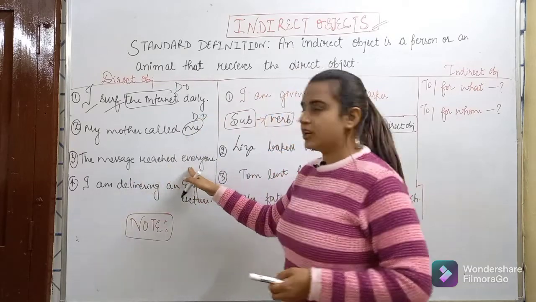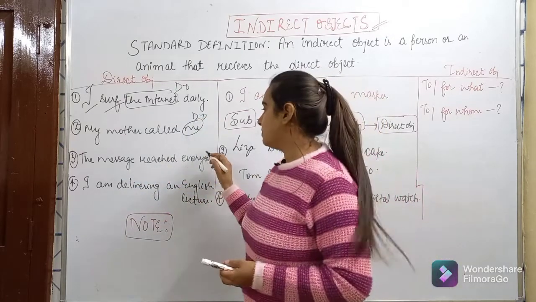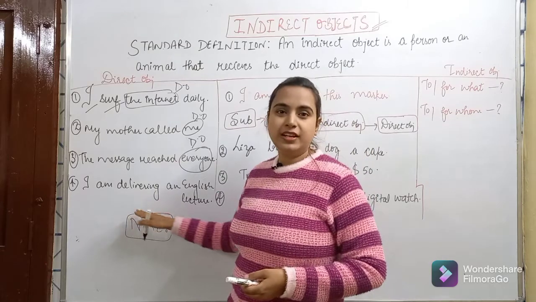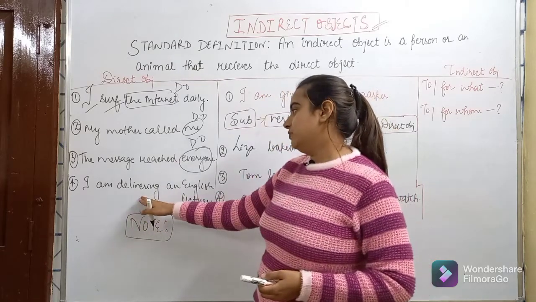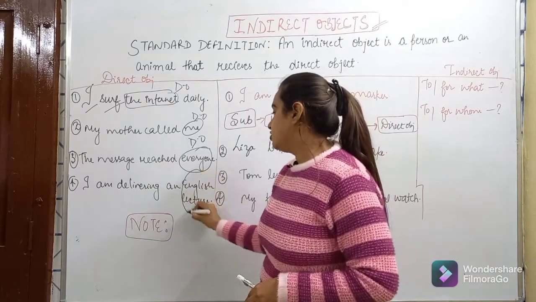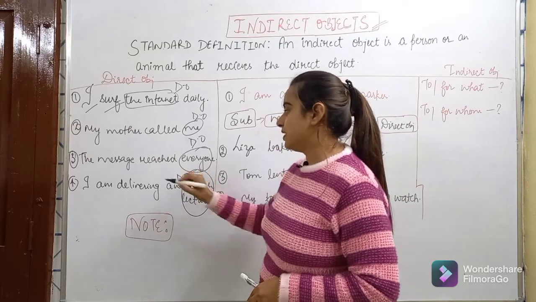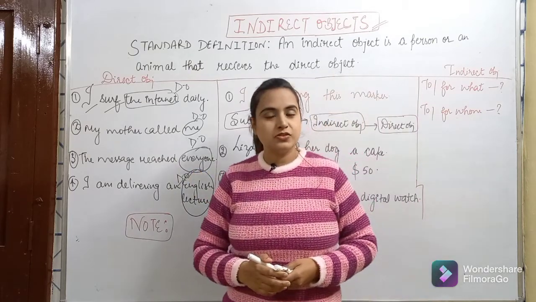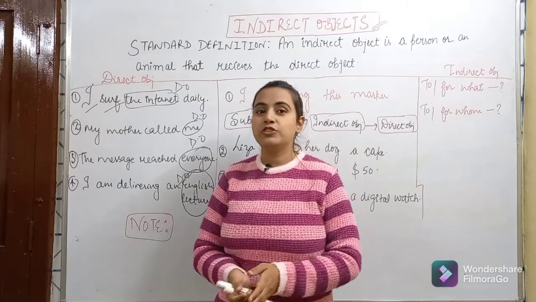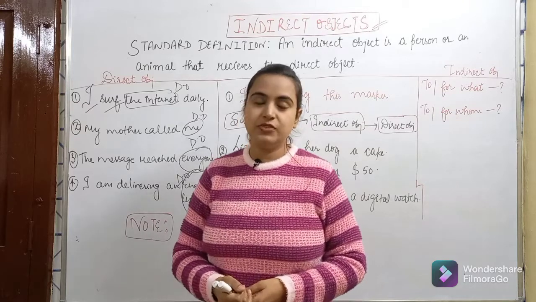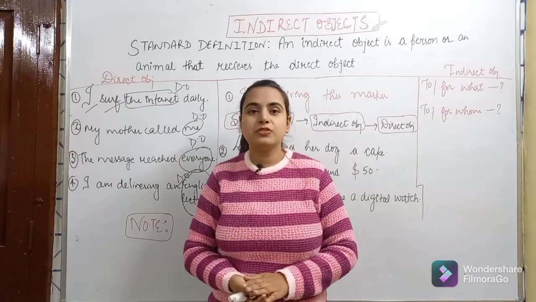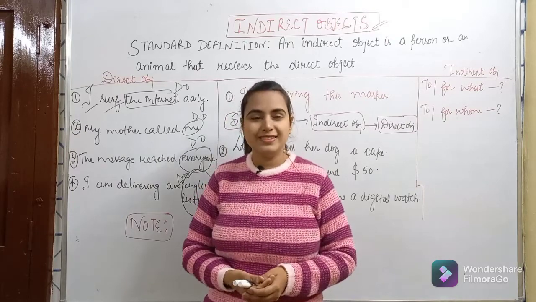The message reached everyone. The message reached to who? The message reached everyone, so it is your direct object. I am delivering an English lecture. I am delivering what? The action of delivering is being performed on the English lecture, so it is your direct object. Usually direct objects answer the questions of who and whom and to whom, but today I am going to discuss the indirect objects, which are very important, and they have been introduced in English grammar to make sentences more meaningful and interesting.